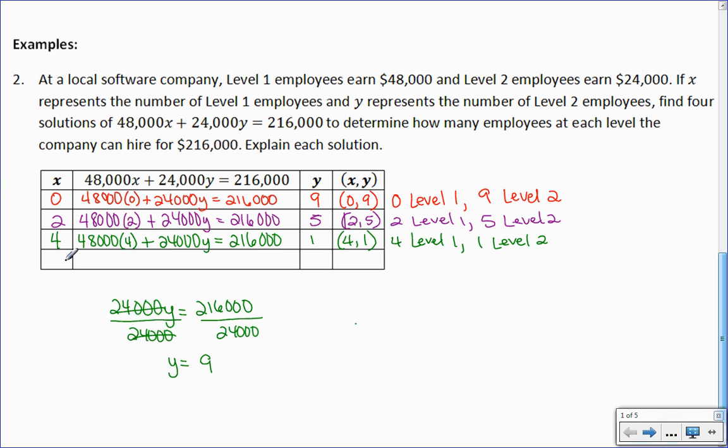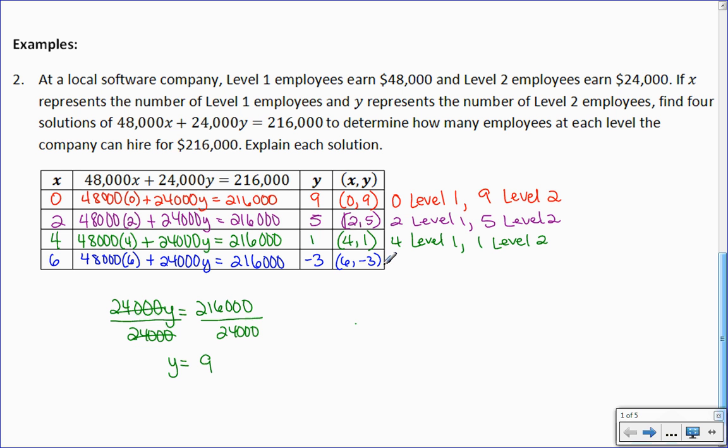So let's see what happens when we have 6 level 1 employees. So 48,000 times 6 plus 24,000 Y equals 216,000. And now for this one, when we multiply 48,000 times 6, subtract that from both sides, and divide by 24,000, if you did this correctly, you should come up with -3. So that would be the ordered pair 6, -3.